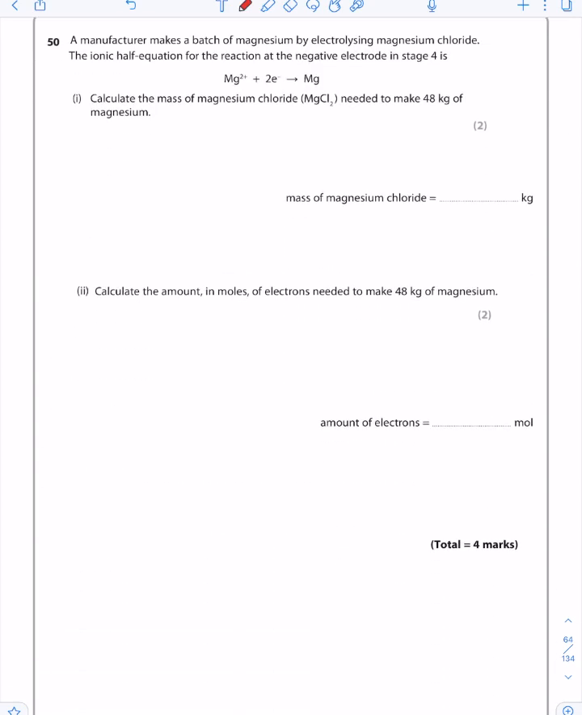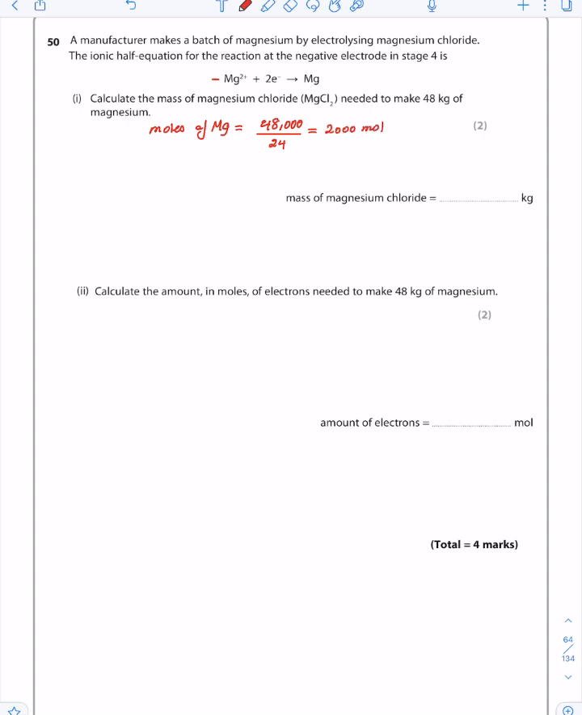A manufacturer makes a batch of magnesium by electrolyzing magnesium chloride. The ionic half equation for the reaction at the negative electrode in stage number 4 is Mg2+ plus 2 electrons gives Mg. I. Calculate the mass of magnesium chloride MgCl2 needed to make 48 kilogram of magnesium. طيب احنا أول حاجة نجيبها المولز of magnesium بإن احنا نعمل dividing الماس اللي هو 48,000 gram over the atomic mass of magnesium which is 24. 48,000 over 24 give you 2,000 moles.